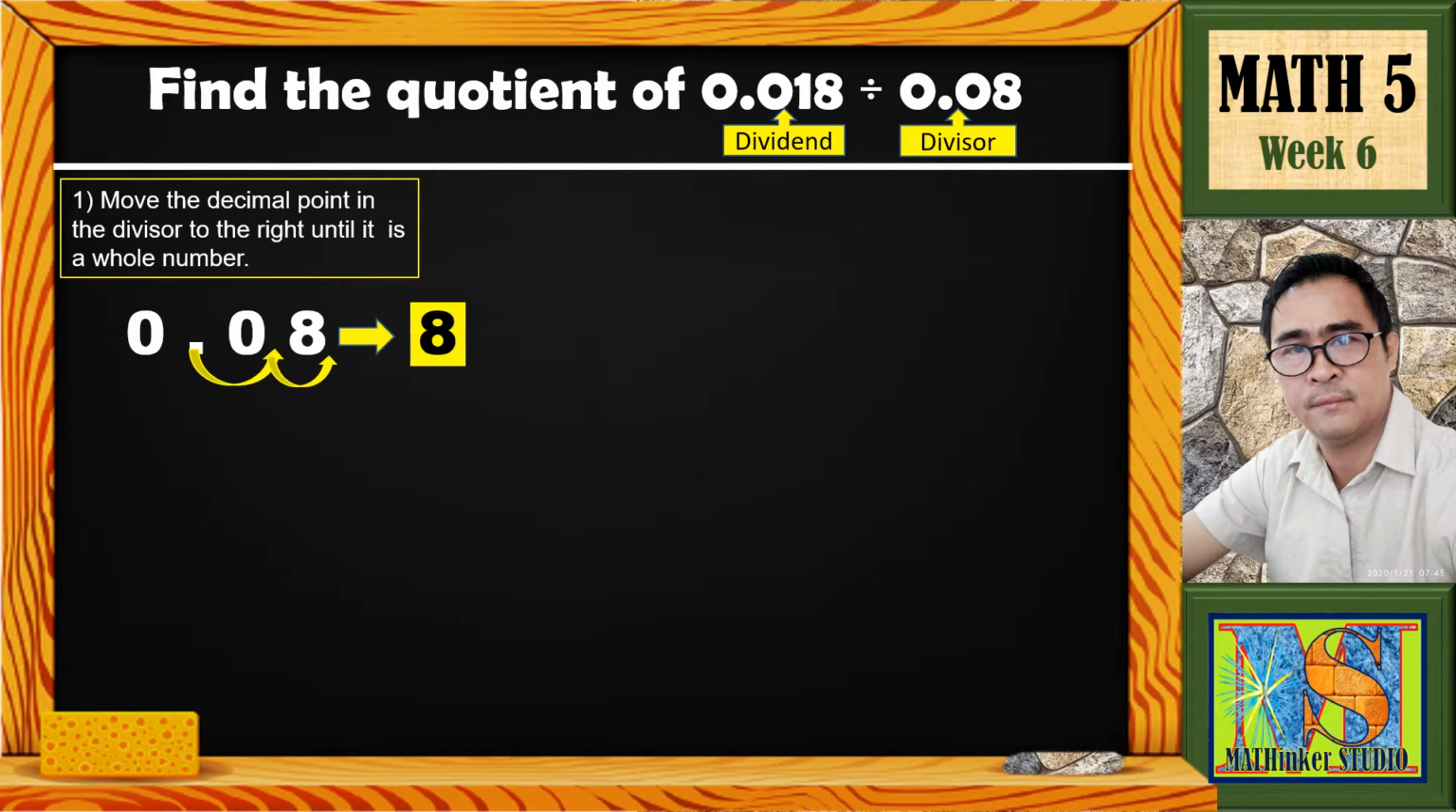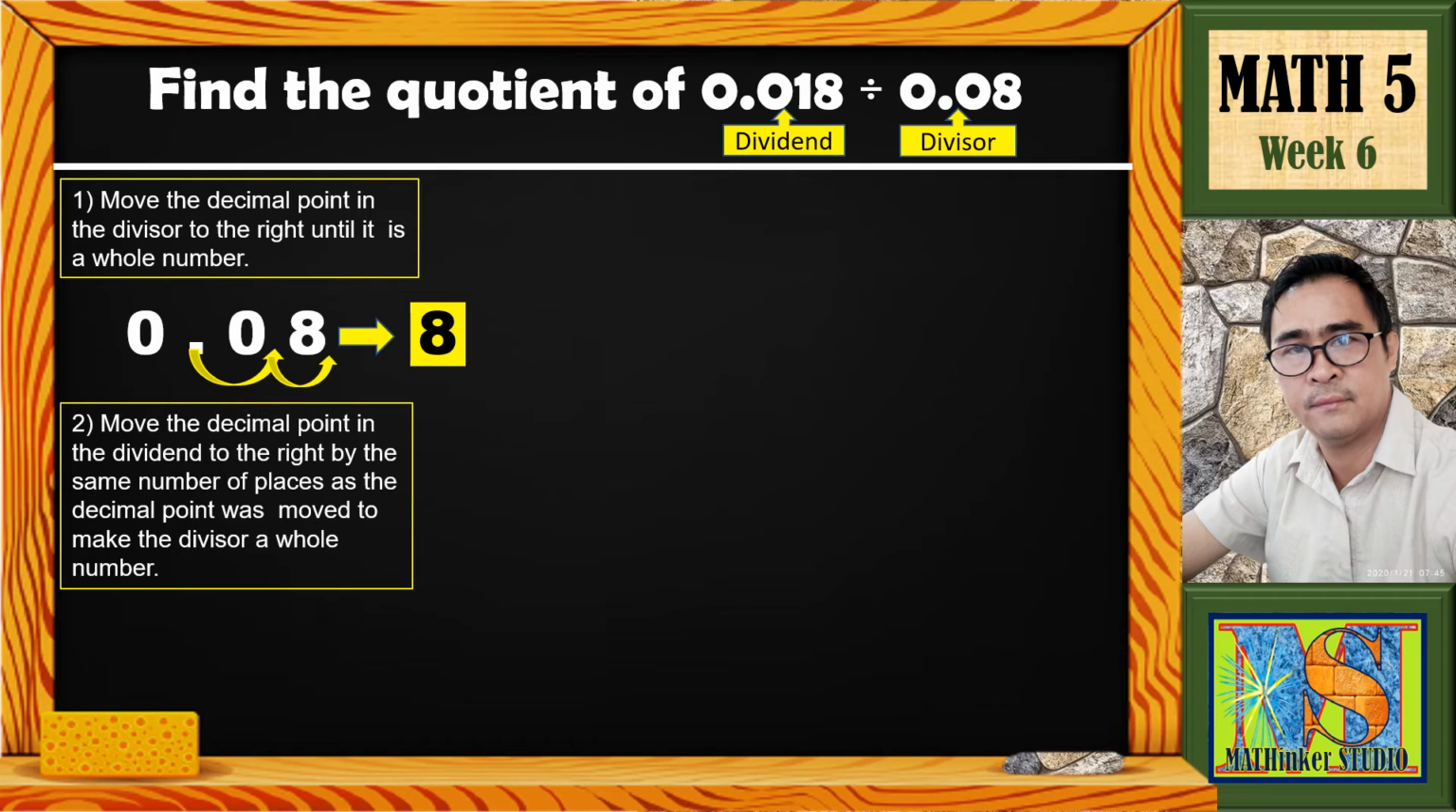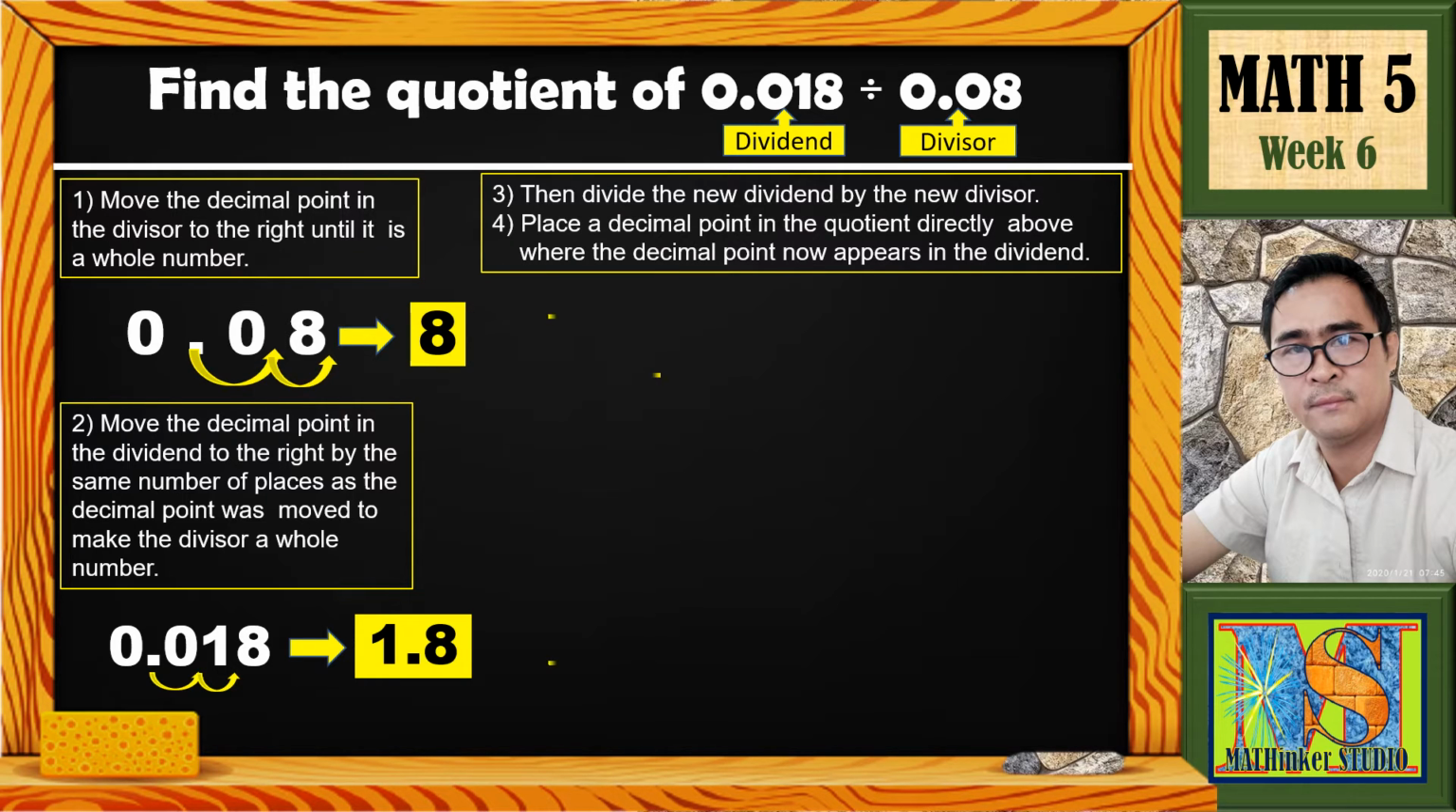Pangalawang step, move the decimal point in the dividend to the right by the same number of places as the decimal point was moved to make the divisor a whole number. So, yung 18 thousandths, i-move natin ang decimal point niya dalawang beses din papunta sa kanan. At ang ating dividend ngayon ay 1 and 8 tenths. Step 3, divide the new dividend by the new divisor. 1 and 8 tenths divided by 8.